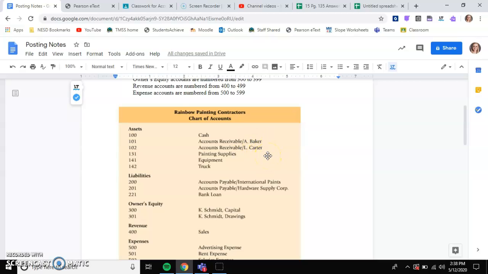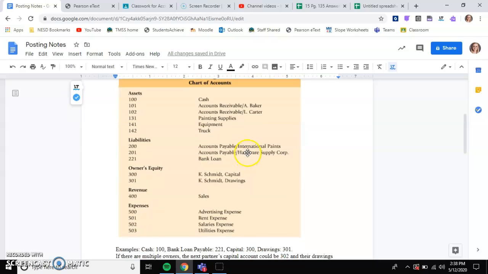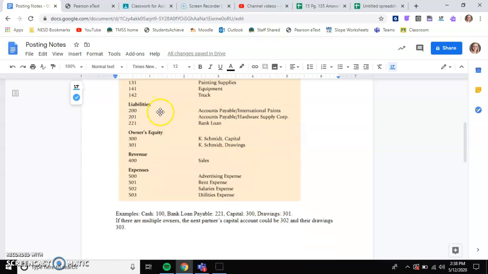So another person might walk into the store and decide to charge their account. Then you have to open another account, and it would be number 103, and you'd say accounts receivable, K. Weisberg or whoever it is that owes you money. Okay, then your liability is 200. Yep, start at 200 for accounts payable, that's fine.